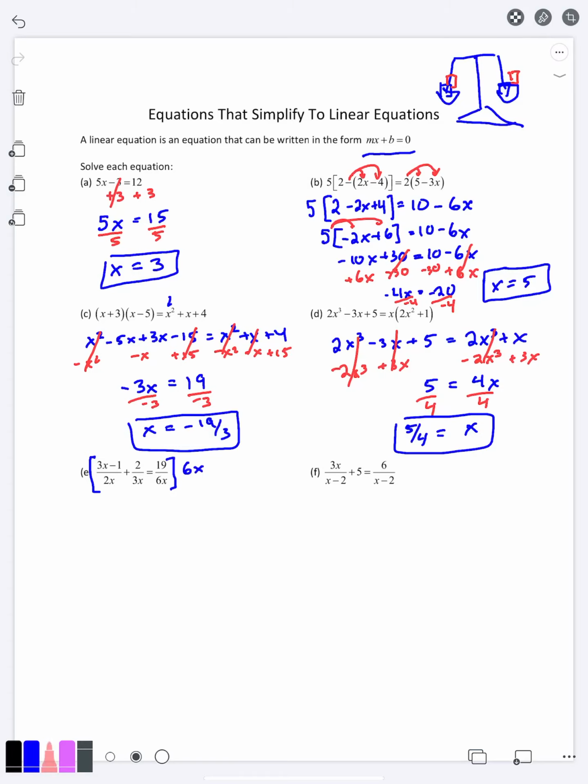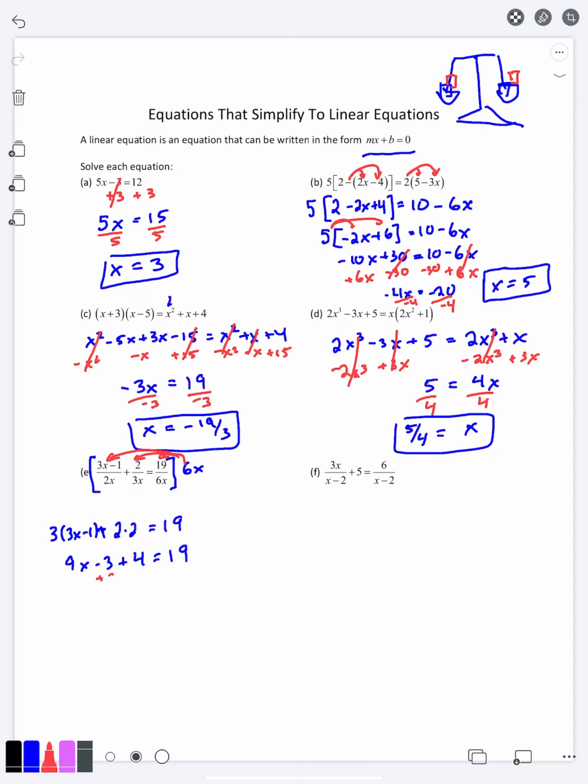Then when we distribute that 6x in, let's see what happens here. Well, the right side, 19 over 6x times 6x, the 6x cancels. We're left with 19. And then on the middle term here, we got 6x over 3x is 2 times the original 2 that was already there. And then in the first term, we have 6x over 2x is 3 times the original 3x minus 1 that was there. So then we go ahead and distribute that 3 in, multiply the 2 times 2.